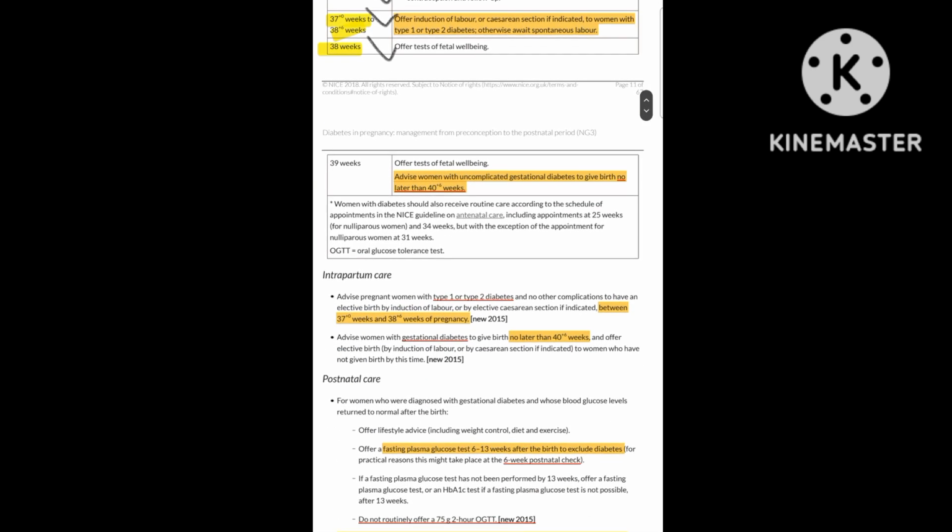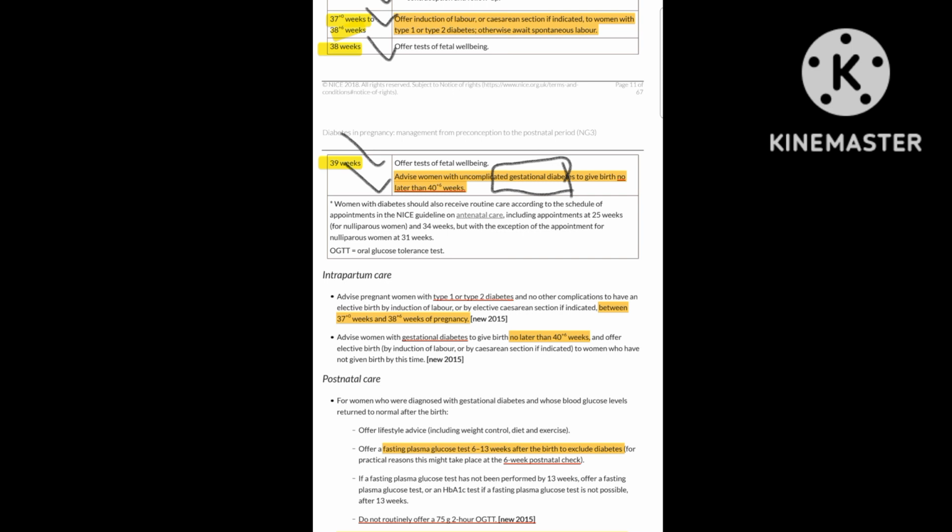And at 39 weeks, offer tests of fetal well-being. Advise women with uncomplicated gestational diabetes to give birth no later than 40 plus 6 weeks. That is for gestational diabetes. If the patient has type 1 diabetes or diabetes prior to pregnancy, it's recommended to give birth at 38 weeks, because as weeks pass, there is increased risk of stillbirth in diabetic pregnant women.